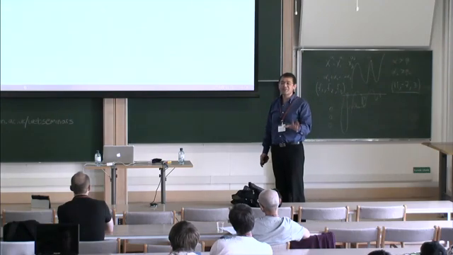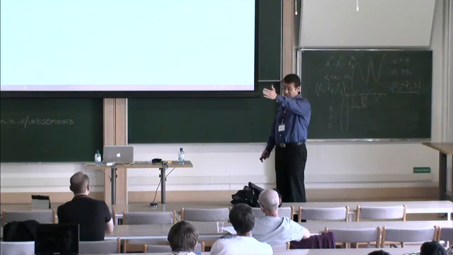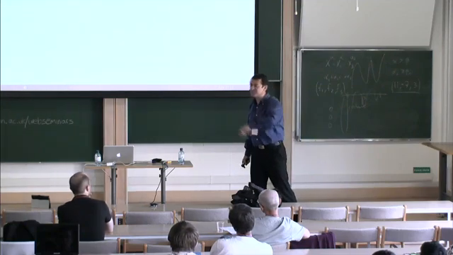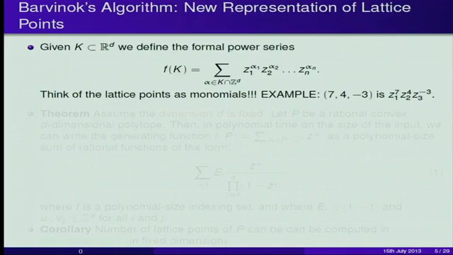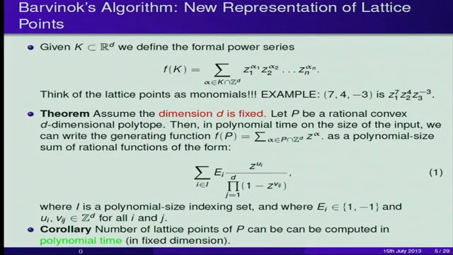Okay, so here comes the theorem that is used to prove this multi-objective result as well. And so let's see, here's the theorem. You have this huge polynomial of lattice points. There's one monomial for each lattice point. Well, guess what? If the number of variables is fixed, if the dimension of the polyhedron you're working with is fixed, then there's a polynomial size representation of the same object as a rational function.